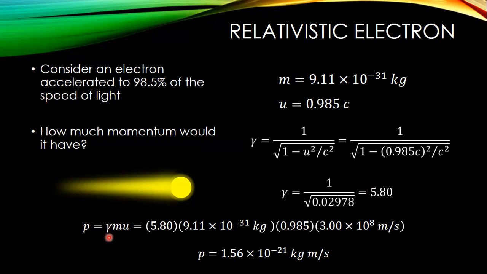So p equals gamma m u, where u is basically v. 5.80 times our mass, times, notice I put 0.985, and then I put the speed of light. That's just an easy way of putting the velocity in that equation. So what do I get? I get a momentum of 1.56 times 10 to the minus 21 kilogram meters per second. Nothing crazy about that. Very similar to the momentum calculations we've done previously. The big difference, the Lorentz factor there.